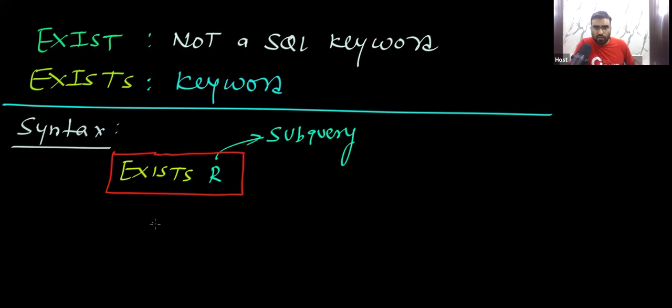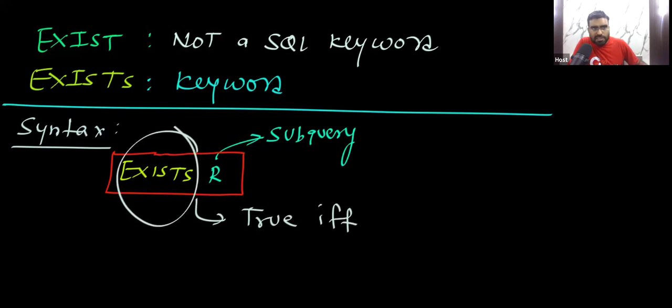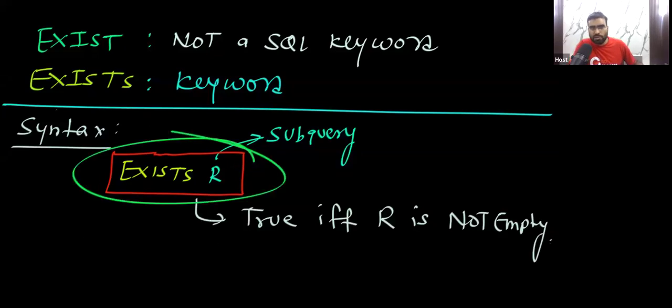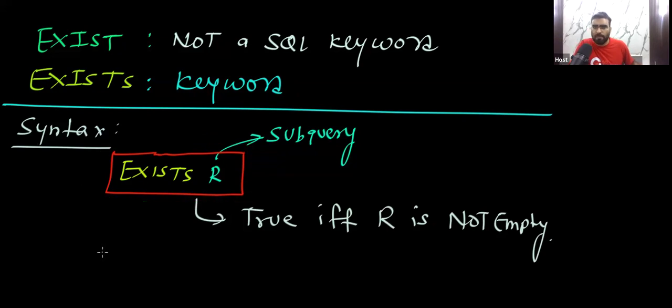Okay. Now, when will this be true? The statement is saying exists means something exists in R. This is true if and only if R is not empty. That's it. R is not empty. Is this clear? So remember, this will be true if R is not empty.